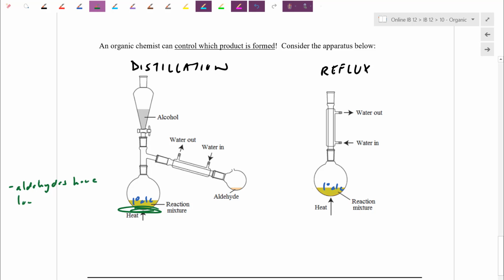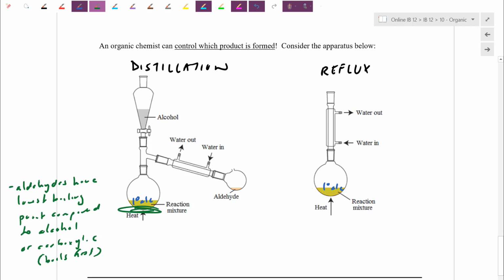Under the heat source, aldehydes have the lowest boiling point compared to even the alcohol I started with or the carboxylic acid, and the conclusion there is the aldehyde boils first. So imagine starting here with my primary alcohol. You add in the acidified dichromate, you add in some oxidizing agent. Slowly it's going to convert alcohol over to aldehyde. As you have aldehyde, the aldehyde is going to be the first thing that boils off. The other ones have hydrogen bonding, they're not going to boil as easy.